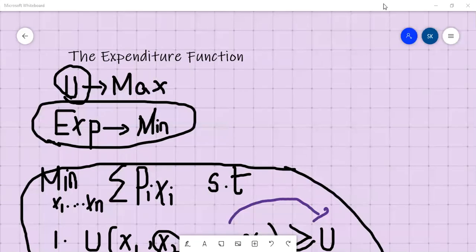Today we will study the expenditure function. We will have to study the utility function, which should be maximized, with the given level of expenditures, which should be minimum.